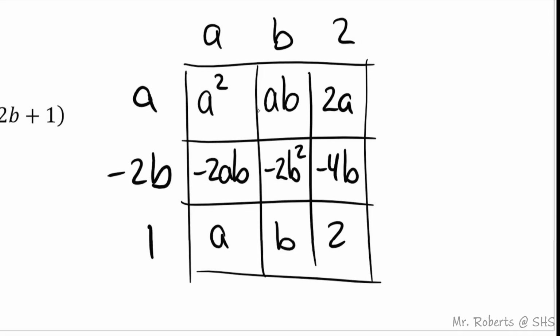Okay, now that we've got the products, we need to combine any like terms we have. Well, it turns out that I've got an ab here and a negative 2ab. So those may be combined. They are like terms. Nothing on the next diagonal. But this one, these are like. So I've got a b and a negative 4b. I can combine those two via addition.